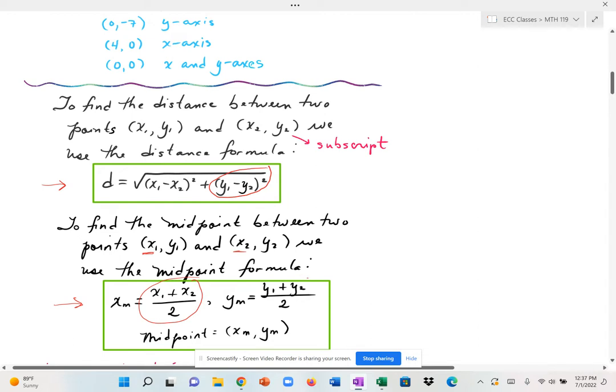And the second coordinate would be the average of the y's. So the y value here and the y value there get added together and then divided by 2. The results, x sub m and y sub m, would be the midpoint. That would be the coordinates of the point that is right in the middle of two other points.